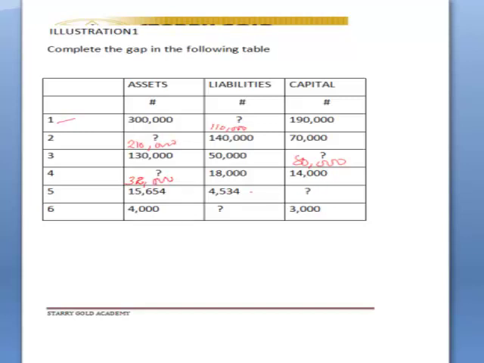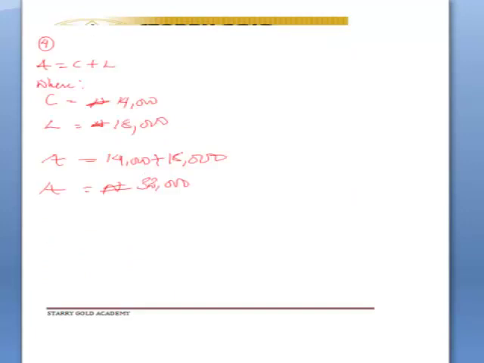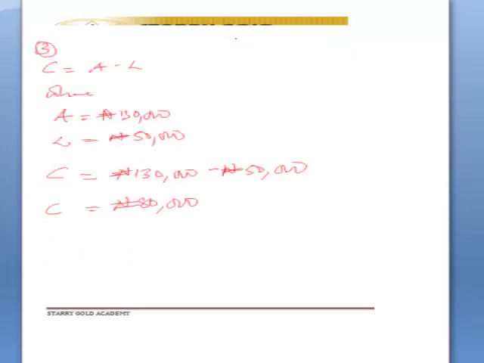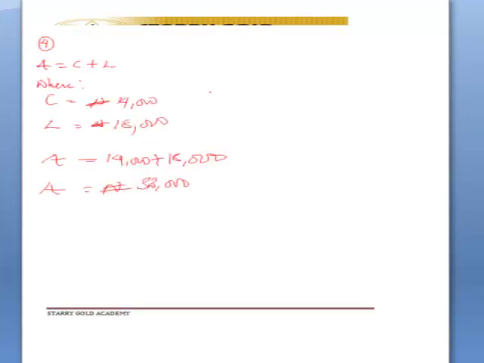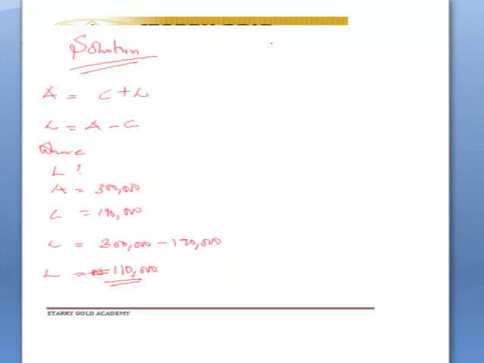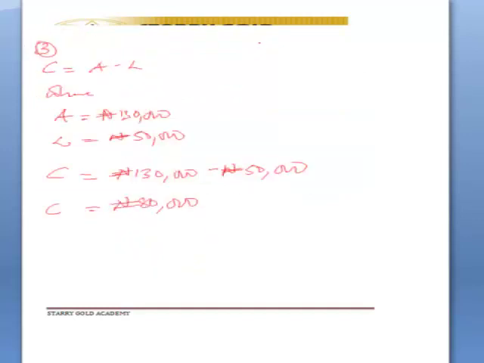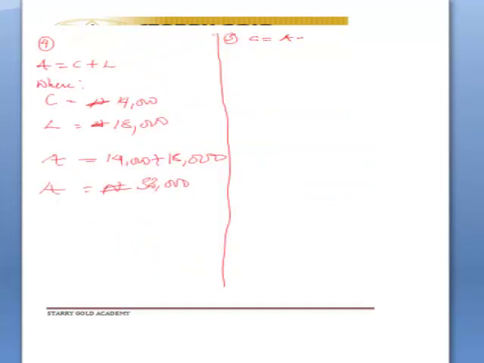Number 5, we'll be looking for capital. So solution to question 5. We are looking for capital. So C equals A minus L, where A is 15,654 and L is 4,534.